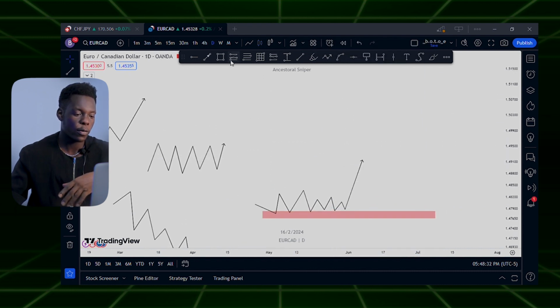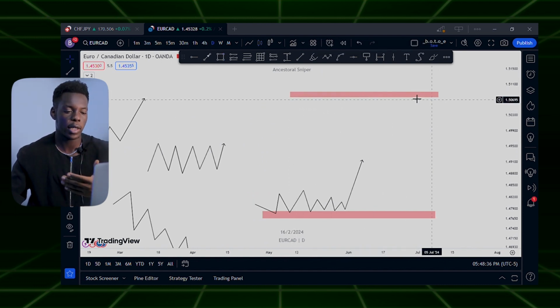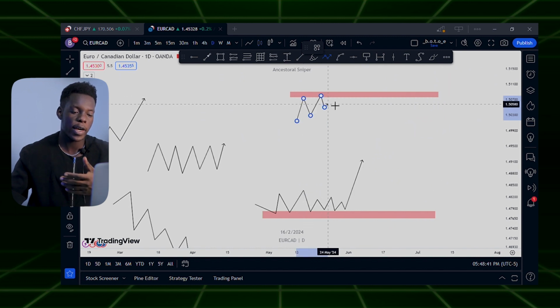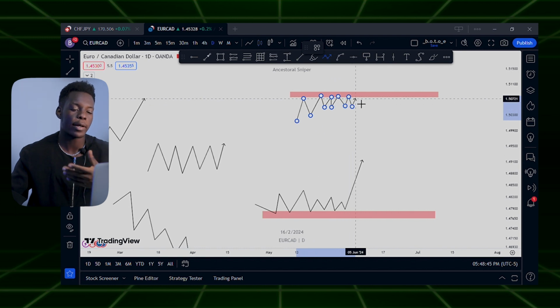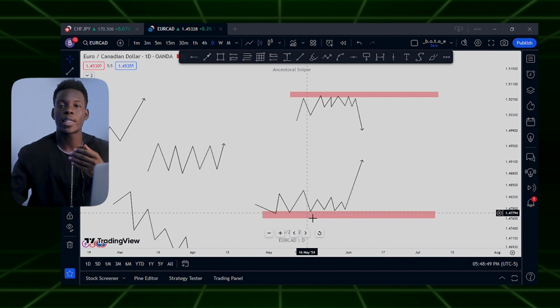Then the concept of resistance. Now what's resistance? Resistance is a price ceiling, or a price level above which price finds difficulty moving beyond, or moving to the upside, or rallying beyond. So when price comes to support, we anticipate that it's going to move back to the upside, and when price comes to a resistance level, we anticipate it's going to move down to the downside.